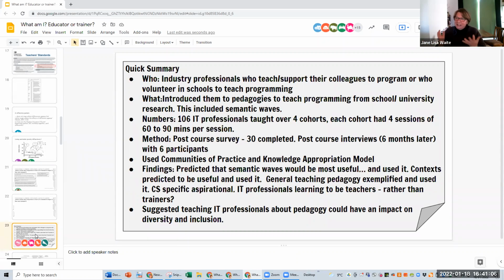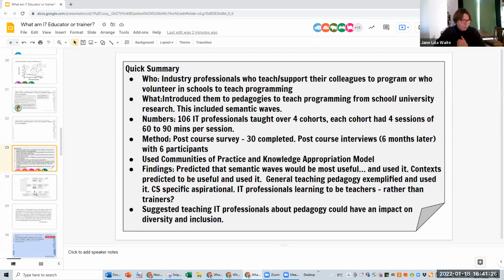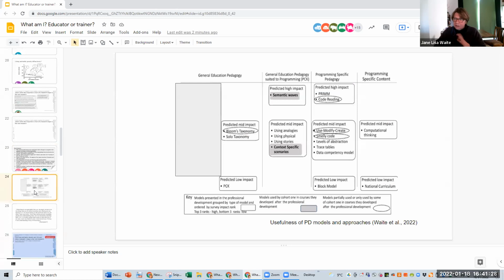But the big findings for us were that the teachers predicted that semantic waves would be the most useful thing that they learnt, and they actually used it. And they also thought that contexts were probably quite useful, and they used it. And if I just take you to slide number 24, I've got a little diagram to show you some of this. You won't understand some of the words because it's to do with teaching programming.